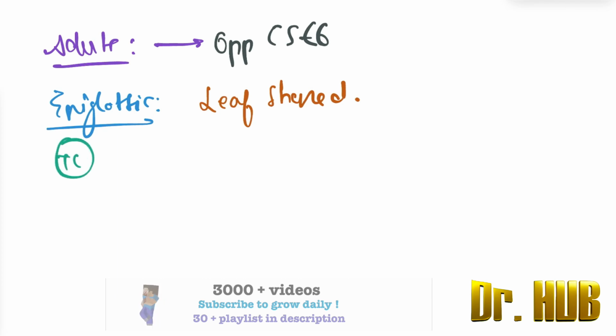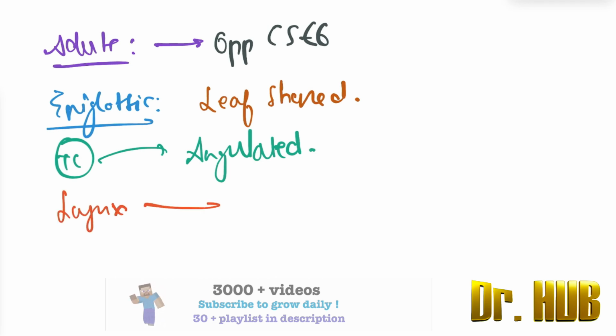Then what about the thyroid cartilage? Here it is angulated. The epiglottis was leaf shaped, and the thyroid cartilage is angulated. Next comes the larynx. The larynx in case of the adult will be cylindrical.